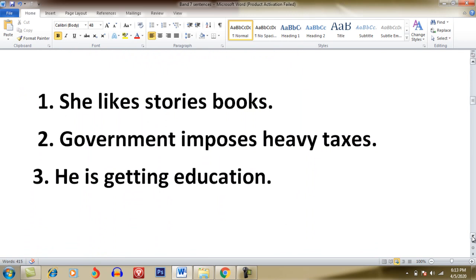Like, she likes storybooks. Government imposes heavy taxes. He is getting education. These are the examples of simple sentences, and in every sentence there is one main word, one main idea. There must be one subject, like she is the subject and likes is the main word. So in a simple sentence there must be one main idea, one subject and one verb, and it will give us complete meaning.